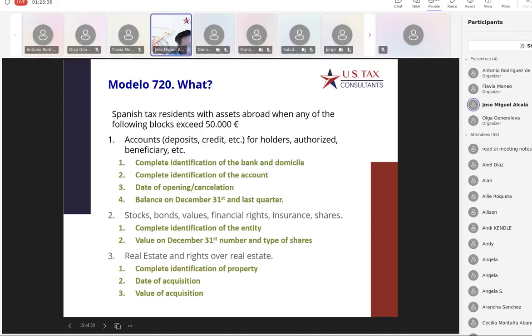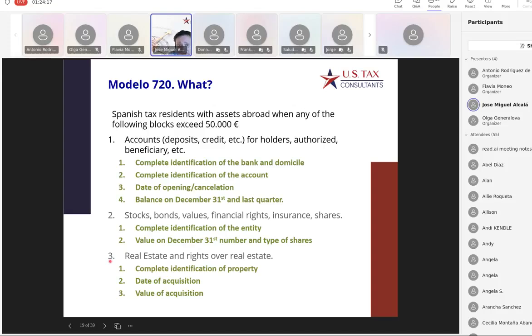The second block has to do with all kinds of brokerage accounts, investment accounts, retirement plan accounts like IRAs, 401ks, annuities, and life insurances. In this case, we will have to look for the balance of each account by the end of the year, by December 31st. Then again, we will have to sum the balance of each account, and if the total sum is 50,000 euros or more, we will have to declare all these accounts in the 720.